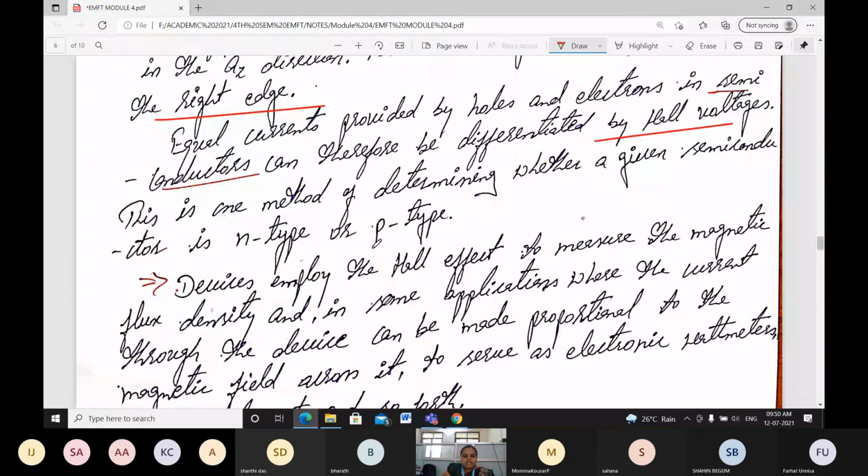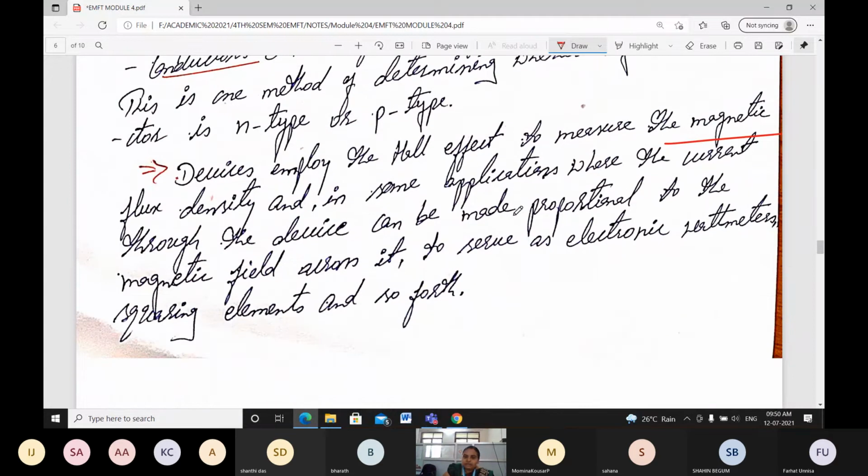Then about devices employing the Hall effect: by using this we can measure the magnetic flux density, and in some applications the current through the device can be made proportional to the magnetic field across it, and serve as electronic wattmeters or as squaring elements and so on. Wherever the magnetic field is being used, there you have a Hall effect. That's what we can tell.